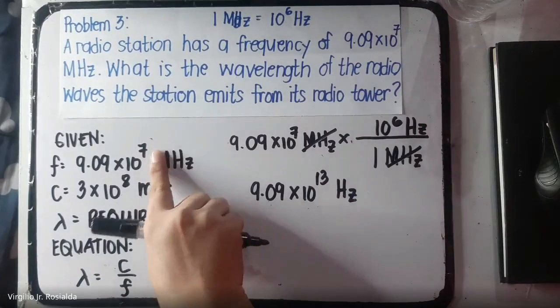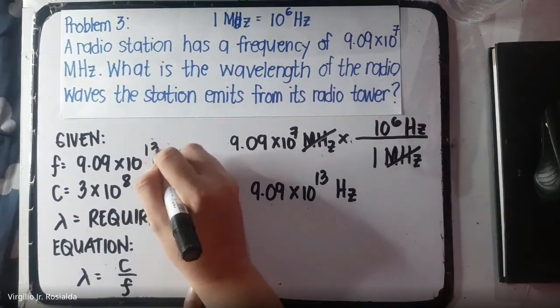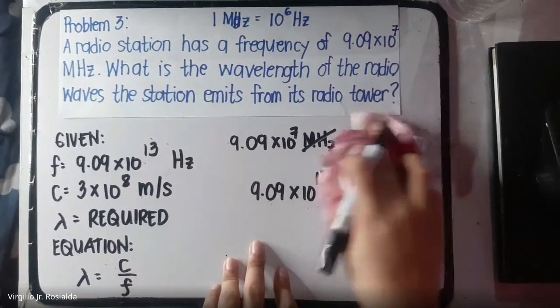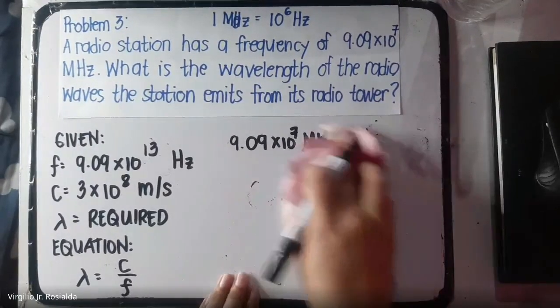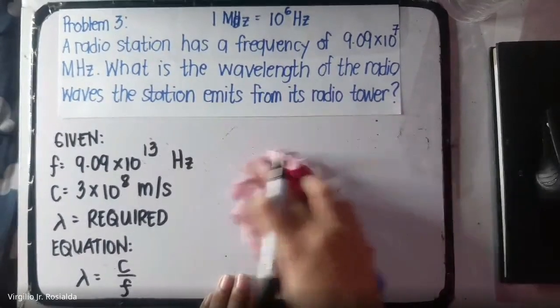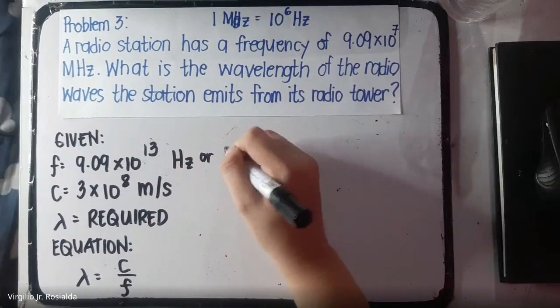So, pwede natin burahin ito. Tapos, ilagay na natin dito as 13. O, bilis na lang natin kasi na-convert na lang. Tapos, you can now proceed with your solution using the formula that you have or using the equation that you have there. Okay. So, this one is hertz or per second.